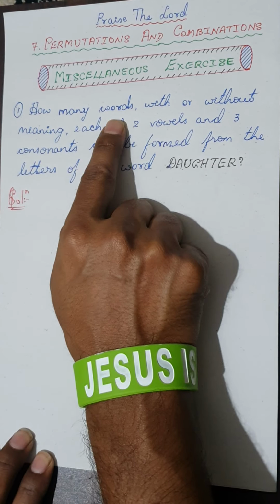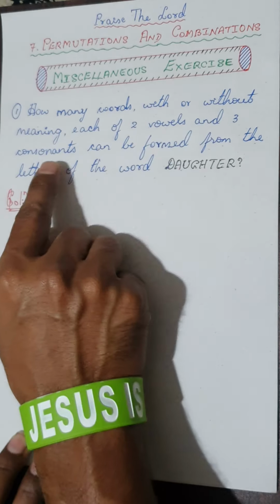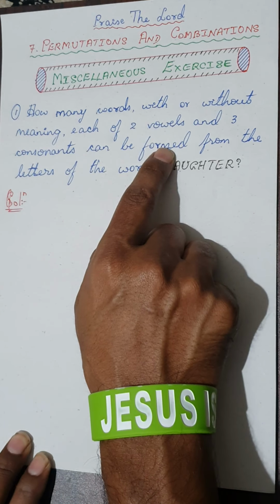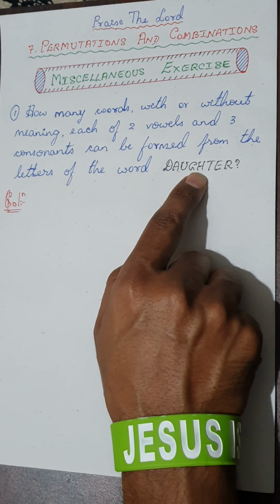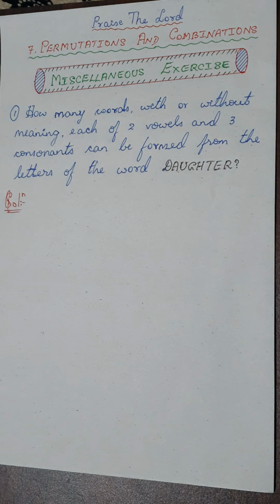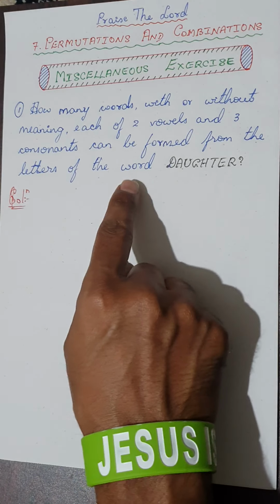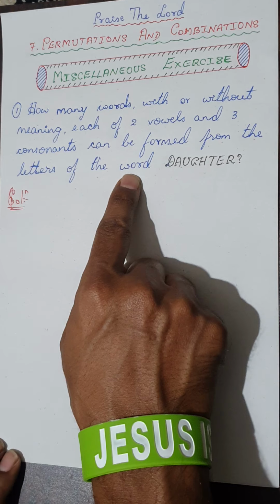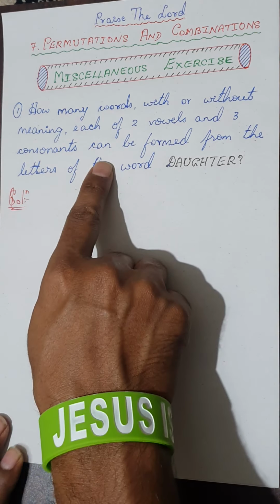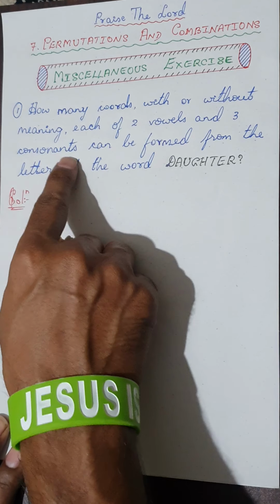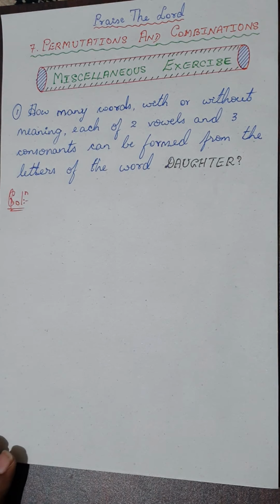How many words with or without meaning, each of 2 vowels and 3 consonants, can be formed from the letters of the word daughter? This is very challenging because many students, if it is given in the examination, may make a mistake because you would be wondering whether this belongs to permutation or combination. But note it down, this is a combination of both. First, you have to select 2 vowels and 3 consonants from the letters of the word daughter, and then you have to arrange. Are you following?